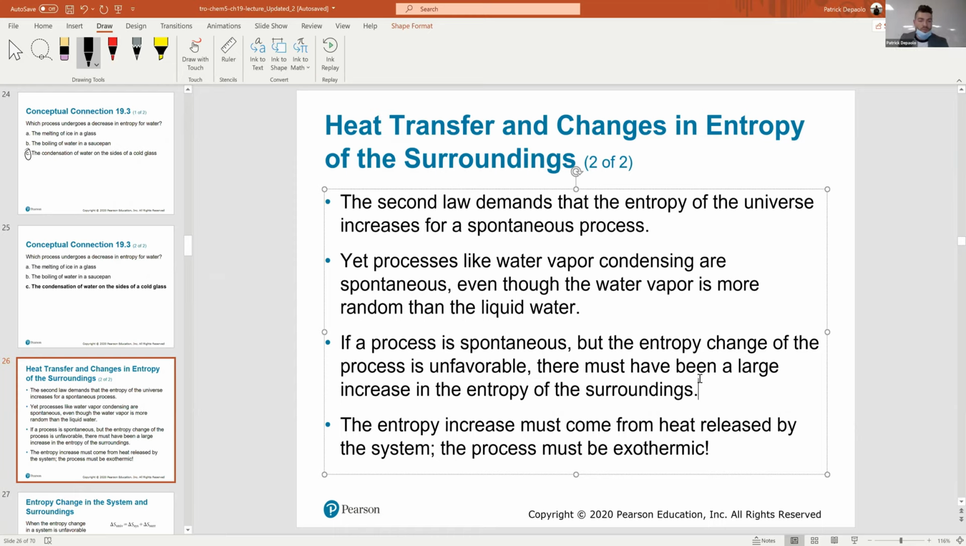So if you look at the fourth bullet point, you could say, all right, if that's the case, the energy from the material was released into the surroundings, and enough to increase the entropy of the surroundings, it had to be exothermic. So if the entropy decreases and it's still spontaneous, it has to be exothermic.